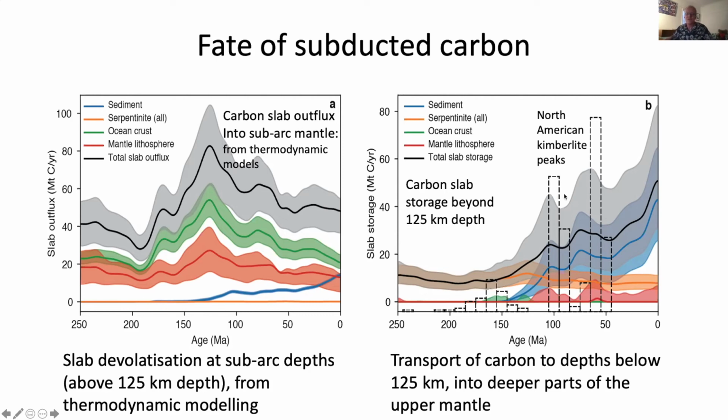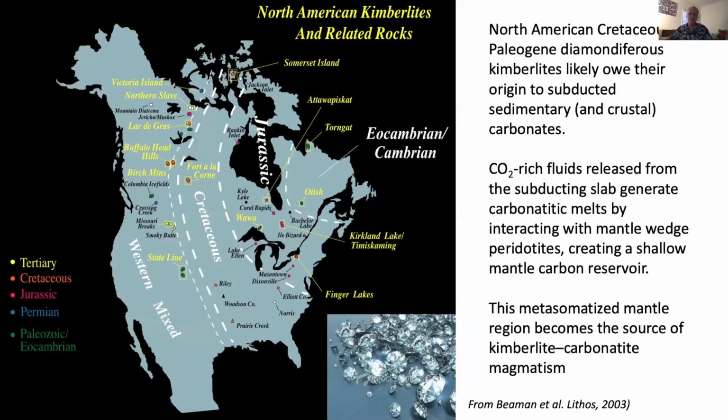And it turns out that these two peaks are actually related to two kimberlite peaks in North America. Of course, North America and South America are two of the primary places where there's a lot of sedimentary carbonate going down the subduction zones, right? And it turns out in North America, we find a lot of young diamonds formed in the late Cretaceous and Paleogene. And they are shown on this map from a paper by Beeman et al. in Lithos 2003. So there are these belts of diamonds that parallel the subduction zone in Western North America.